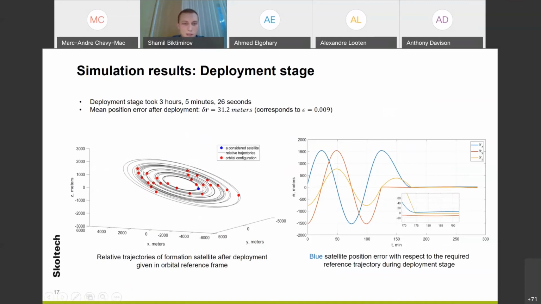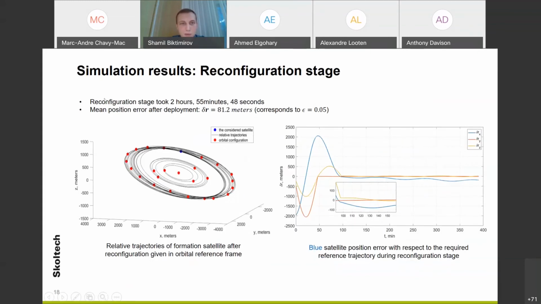This is the orbital configuration and relative trajectories of each satellite after the deployment stage, which took about 3 hours. And this is how the position error changed during the deployment procedure. So finally, after the deployment stage, we reached an accuracy of 30 meters of position error. This corresponds to the reconfiguration stage.